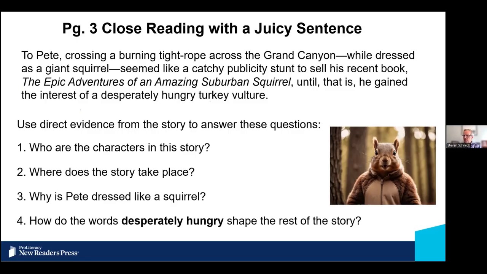So I'm going to skip around. We've got some questions here, and I would do all of these if I was doing it with students. In the interest of time, we're not going to do all of these. Let's kind of cut to the chase here, so to speak. Let's start with question 3. Because we do have characters with Pete, we do have a turkey vulture. It appears that this is happening at the Grand Canyon. So the big question to start off with is why in the world is Pete dressed like a squirrel? So let's please chat that. Why is Pete dressed like a squirrel?